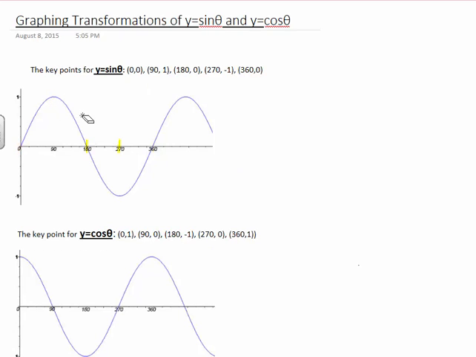And those are ones like when you were doing your parabola y equals x squared that you could do really quickly without having to do a table of values. Now you can see here, stopping at (360, 0), that's one full cycle. So where it goes from here, up, down, and back to its original spot is a full cycle of y equals sine theta.